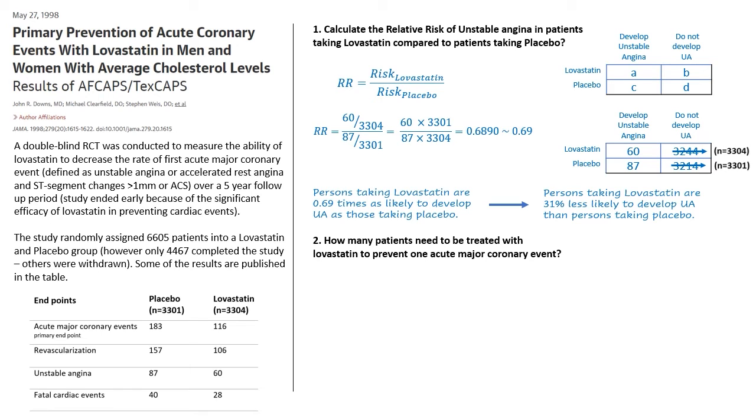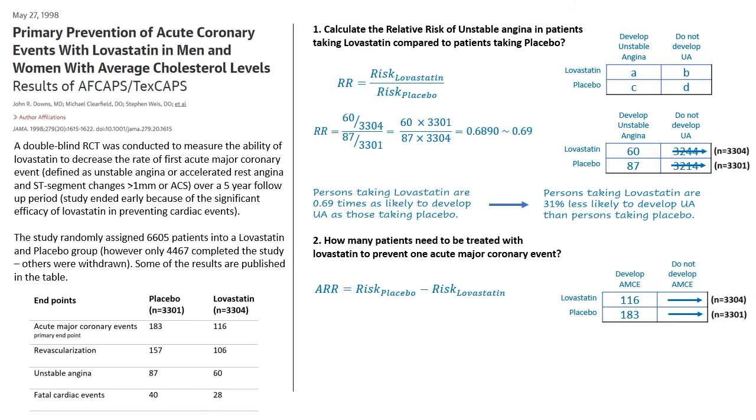Question 2. How many patients need to be treated with lovastatin to prevent 1 acute major coronary event? So this question is essentially asking for number needed to treat. In order to calculate number needed to treat, we first need to calculate the absolute risk reduction, which is the risk in the placebo group minus the risk in the lovastatin group.